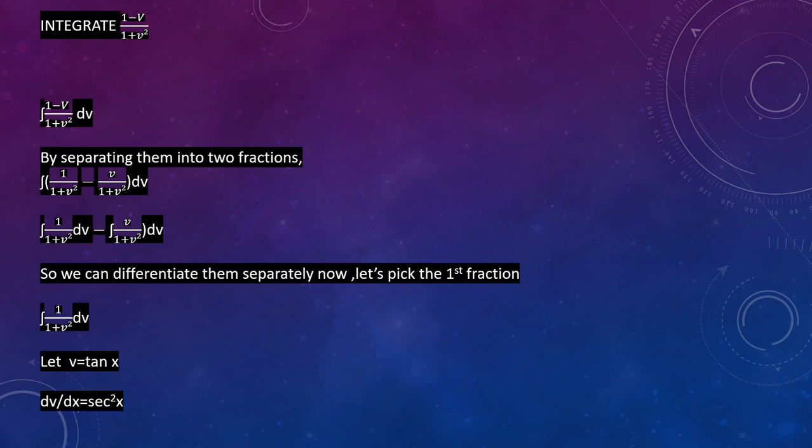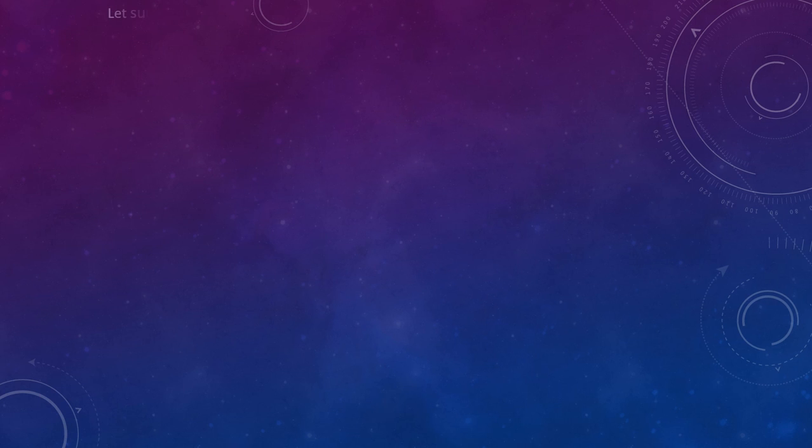That's when I'll be going back to my equation. I'll replace my dv with sec squared x dx, because now I'm integrating with respect to x. There will be no more v; everything is just going to be x now. So after substituting, we have the integral of 1 over (1 + tan squared x) multiplied by sec squared x dx.